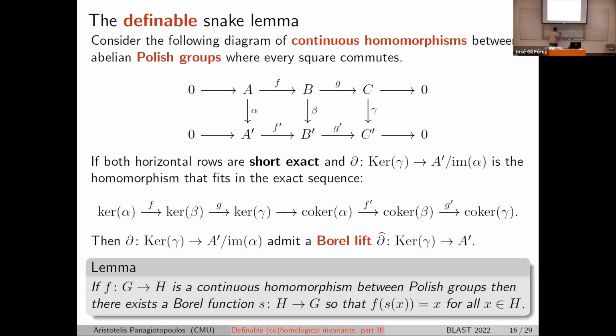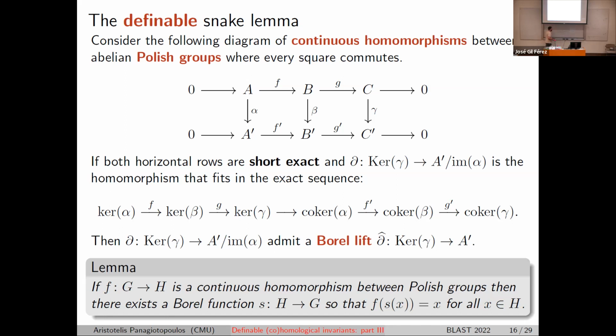So let's say I have a continuous group homomorphism, and for simplicity of the exposition here, let's assume that it is surjective. What I want to do to prove this lemma is find a Borel map going the other way around. This Borel map is not going to be a homomorphism, it's just going to be a selection.